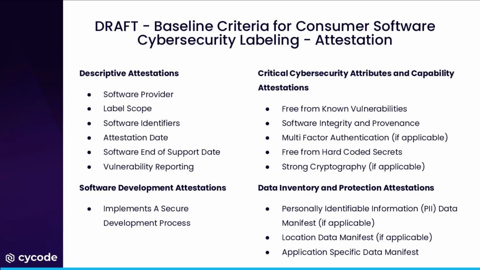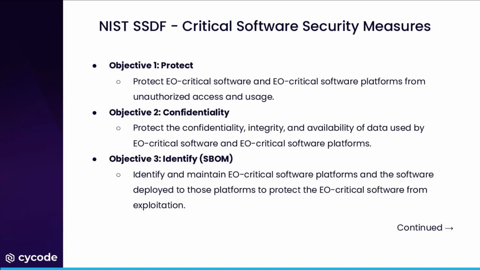Now, the NIST SSDF ultimately has 5 objectives. Objective 1 is to protect, which is to protect executive order critical software and critical software platforms from unauthorized access and usage. Objective number 2 is confidentiality, which is to say they want to protect the confidentiality, integrity, and availability of data used by this critical software and critical software platforms. Objective 3 is to identify software.